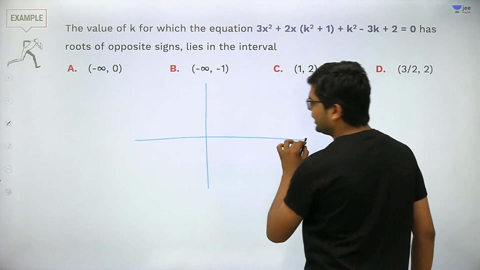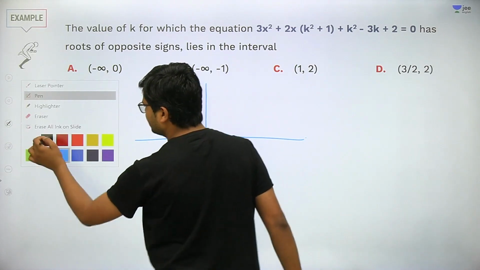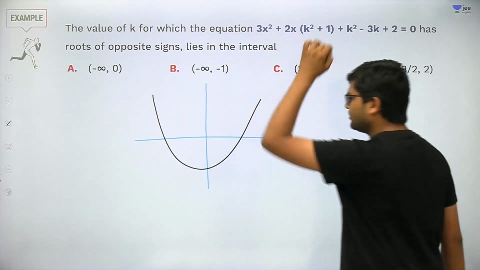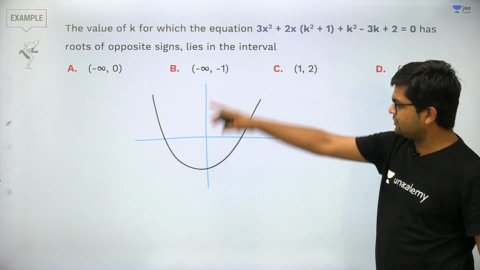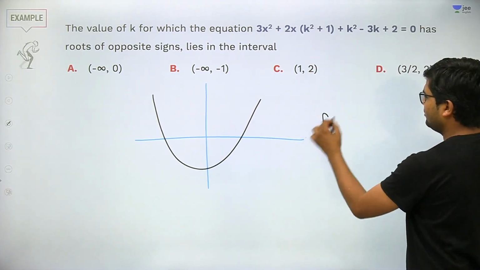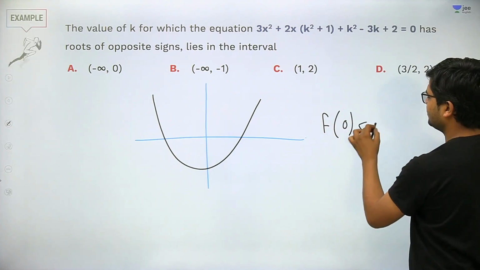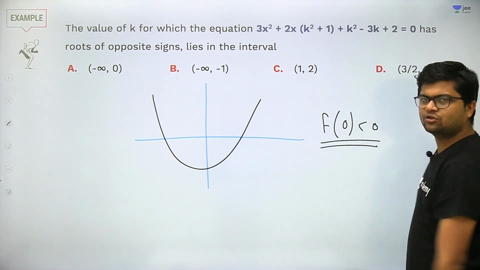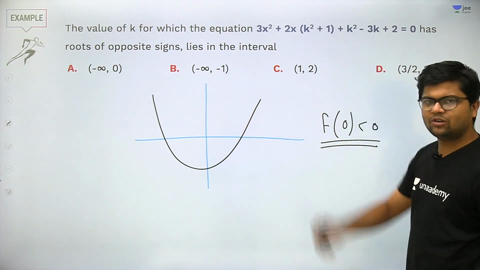If any quadratic has roots of opposite sign, one positive, one negative, and it is facing upward, it will have a graph something like this. That is okay. And for this graph I have only one condition from the location of roots, which is f of 0 should be less than 0, because it is downward, negative.